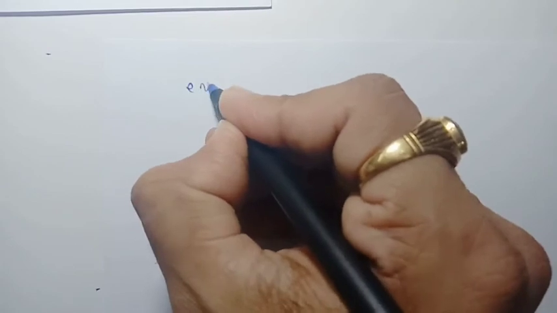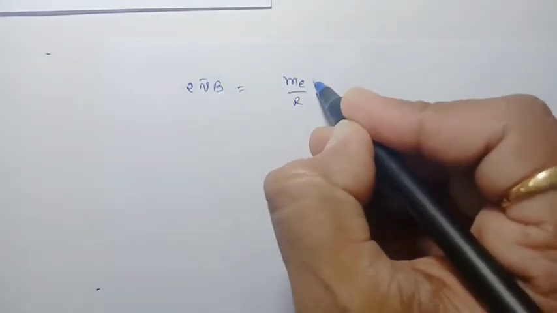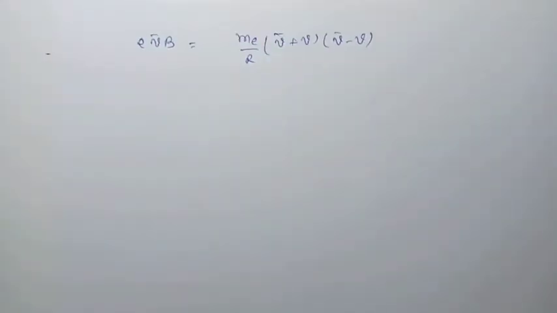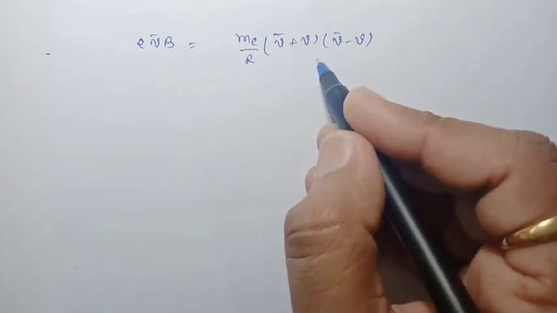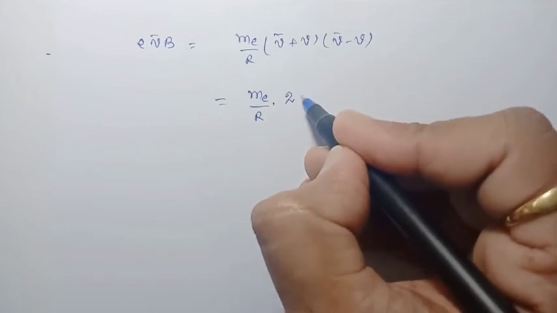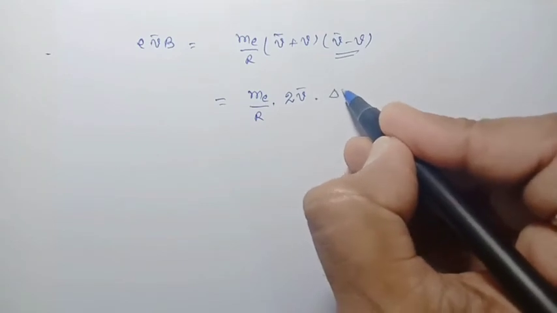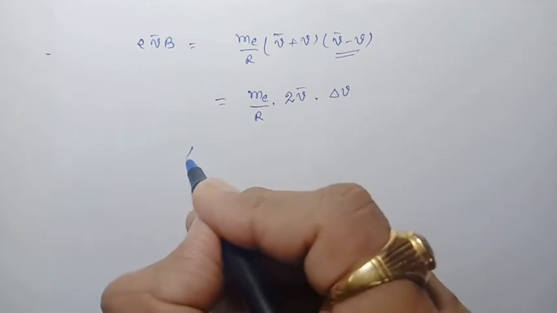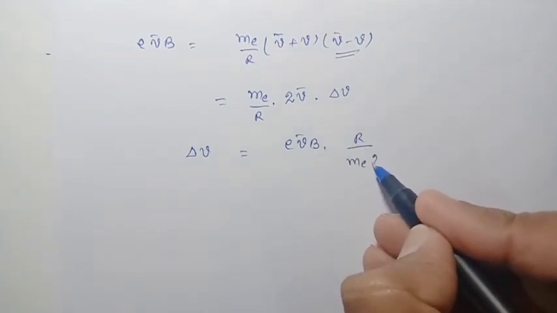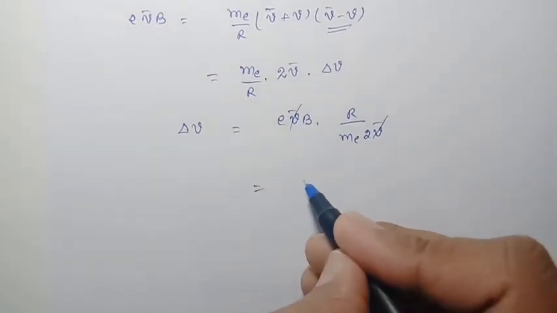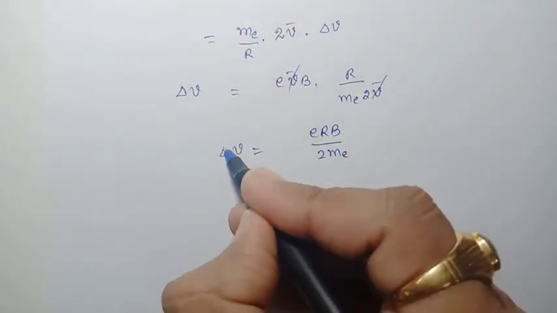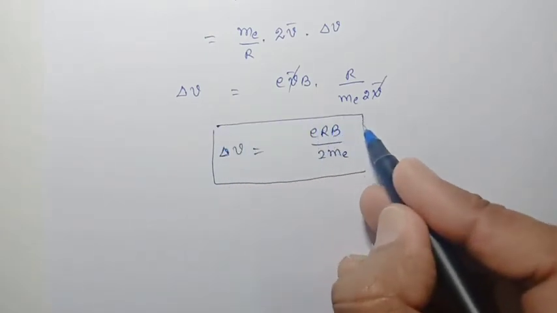So e v bar B is equal to m_e over r times v bar plus v and v bar minus v. Now suppose v approaches v bar, then we can write m_e over r, here we have 2 v bar, and v bar minus v is the change in velocity. So the change in velocity is equal to e v bar B r over m_e 2 v bar. The v bar cancels, so we get e r B over 2 m_e. This is the change in velocity of the electron.